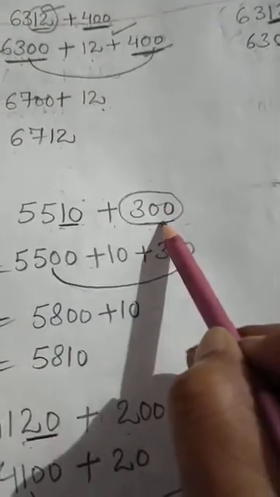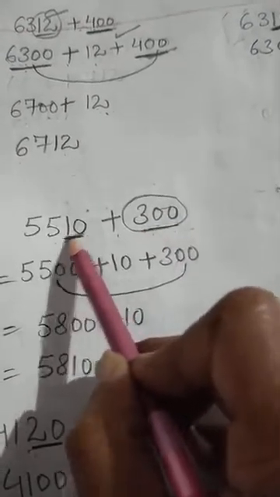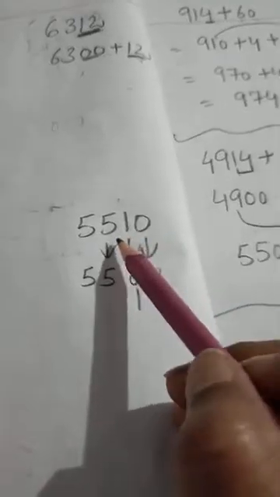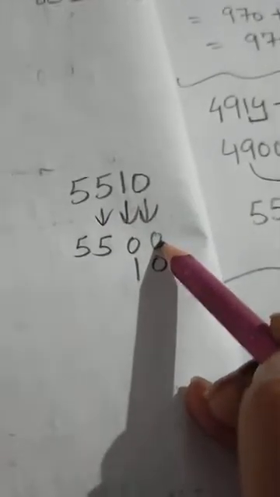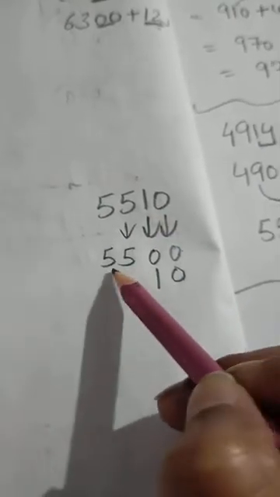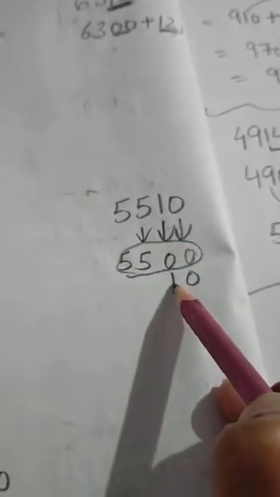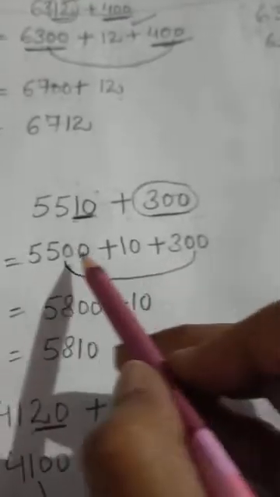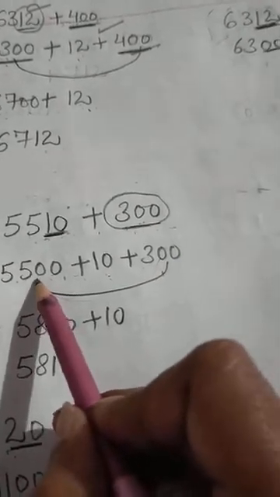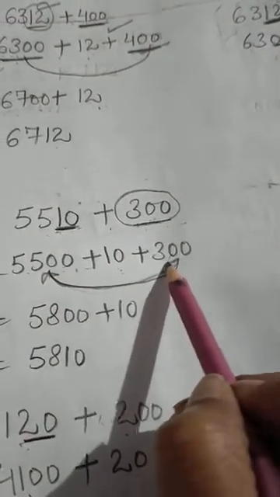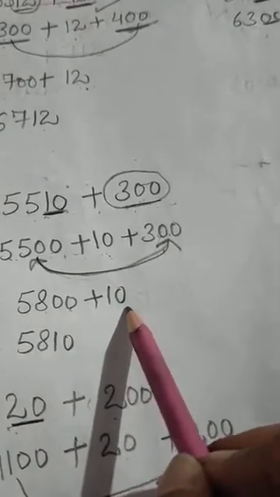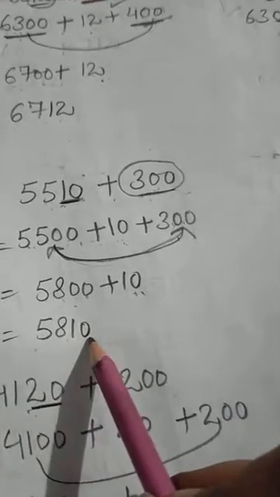Now see one more example, 5510 plus 300. Here there are three digits, so two digits we will make zeros. See how you will break this number. These are already zeros, and then 1 and 0. So you will get 5500 plus 10, and this 300 we will write as it is. Firstly, which numbers will you add? 5500 plus 300. When you add these two, you get 5800, plus 10, which is 5810.